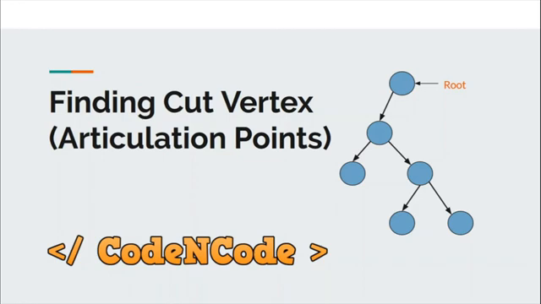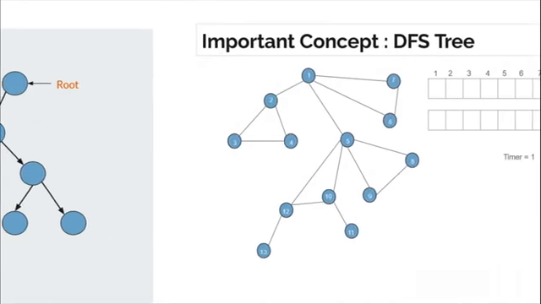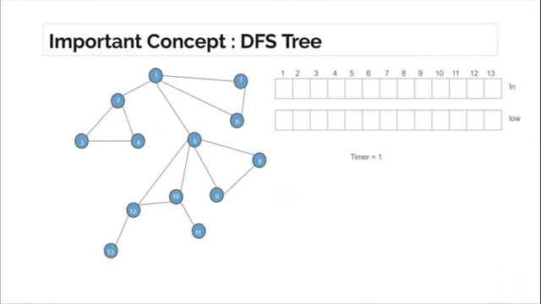In this lecture we are going to see how we can find articulation points in the given graph. The prerequisite for this lecture, of course, is the lecture where we have already studied how we can find bridges, because in the bridges lecture I have already explained some of the concepts that I am going to refer to directly, like the concept of DFS tree.